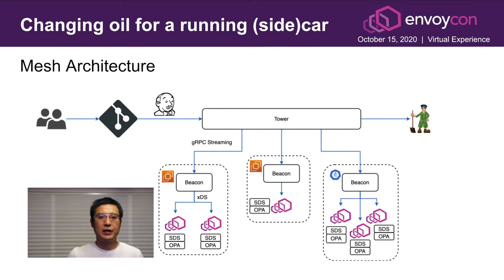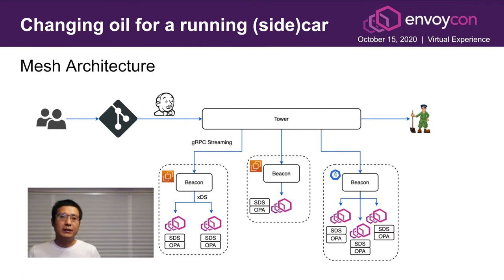And this is the architecture of our mesh. At the very top is Tower. Tower is the centralized control plane of our service mesh. When a user lands a config into the Git repo, Jenkins will upload the config into the centralized control plane, and it will be persisted in Zookeeper. And behind the centralized control plane, we install an agent on every host. It's called Beacon. Between Beacon and Tower, it's a simple but very robust gRPC streaming protocol. And it's a generic config distribution protocol between them.